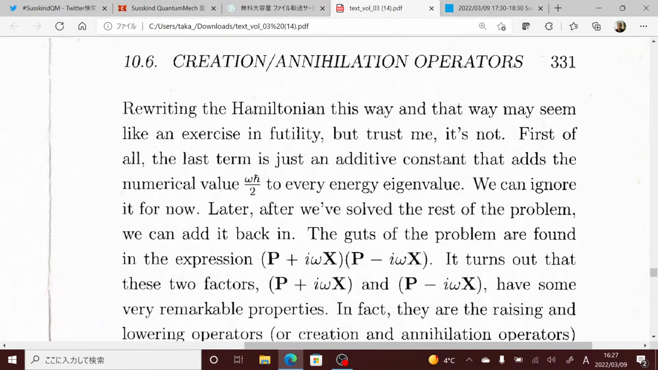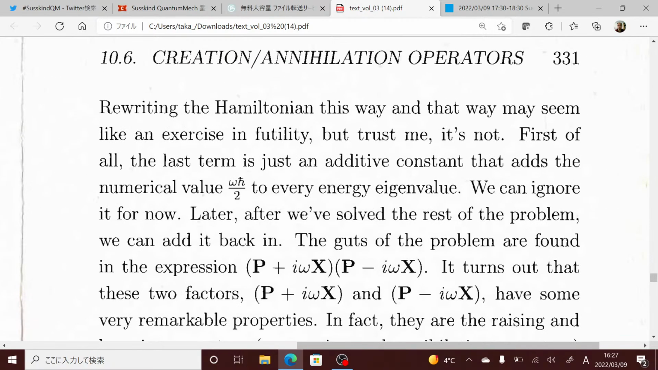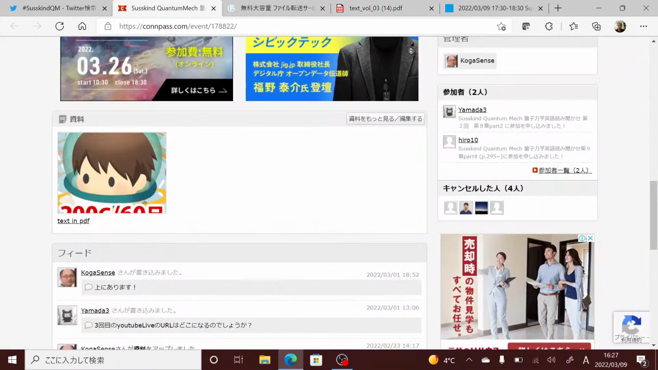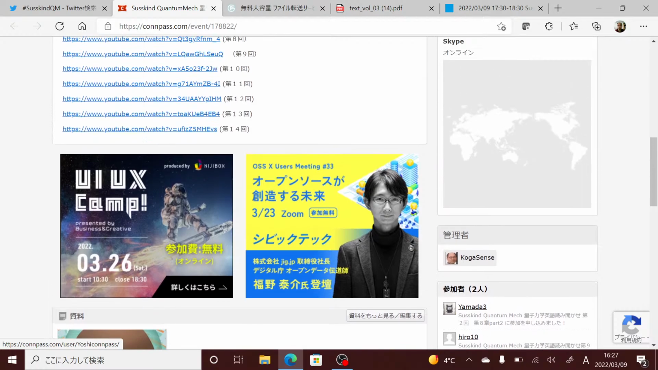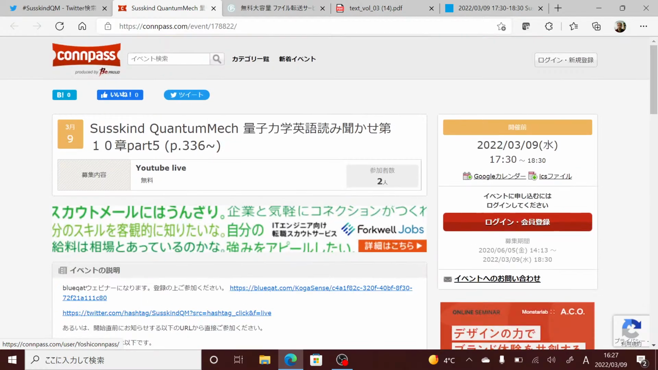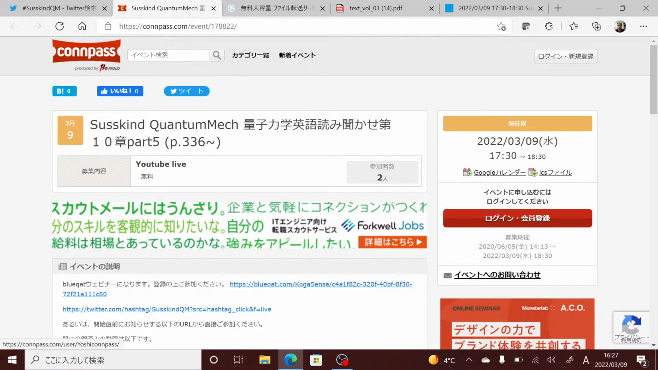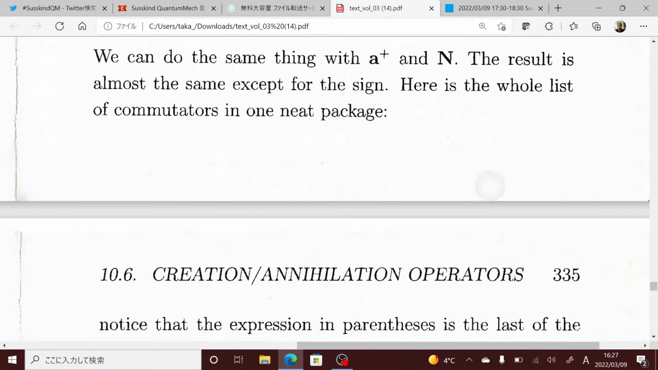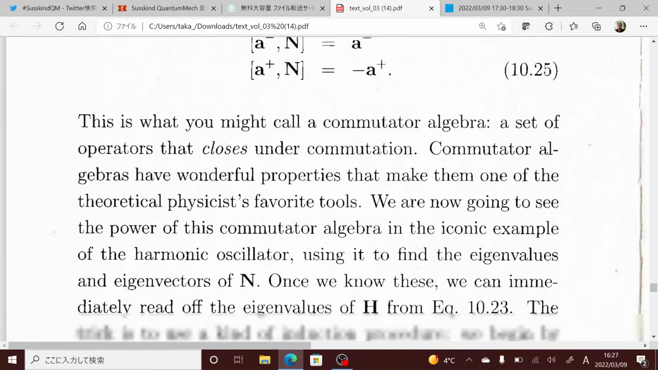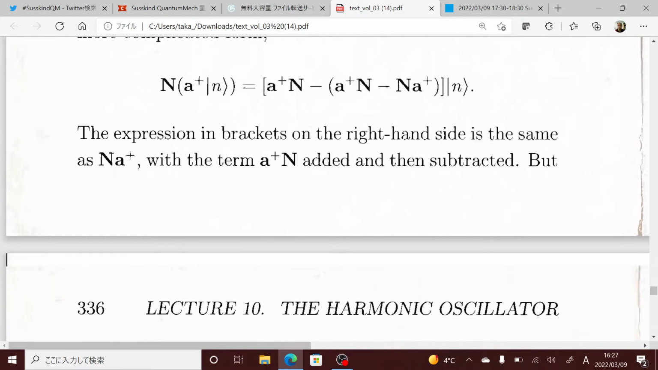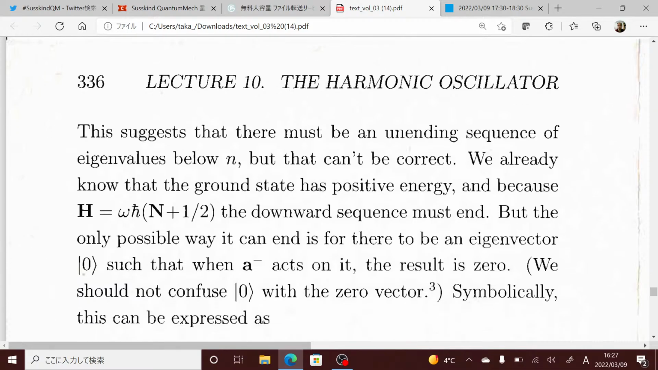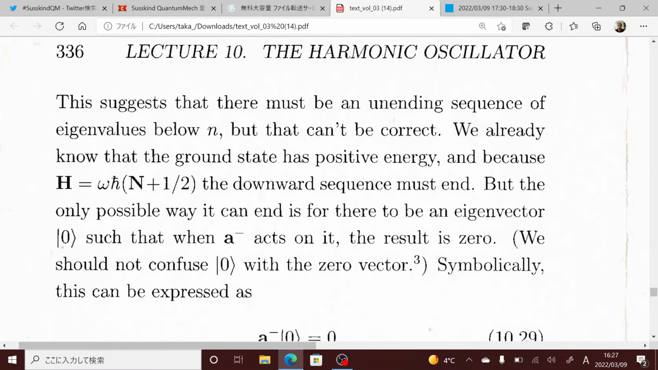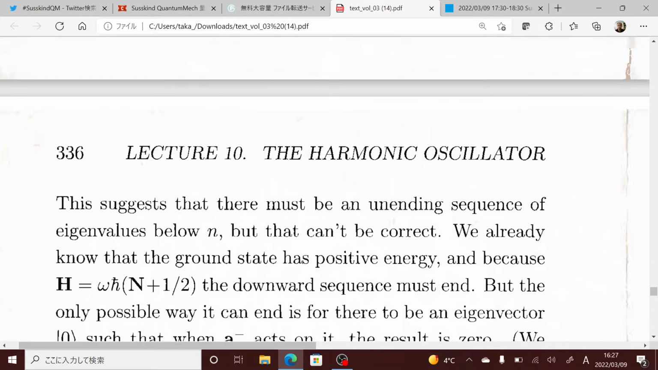It is page 331, I think. Let me see. I'm sorry about this noise. I don't know how I can turn off the fan of my laptop. Sorry, this has to be page 336. So this is here. I think we did this.